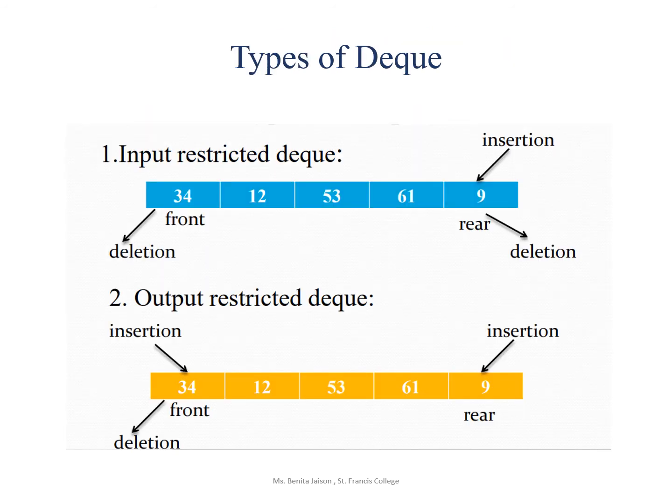As can be seen in the example, in input restricted deck, deletion can be performed at both the front and the rear end, but insertion can be performed only at the rear end. While in output restricted deck, insertion can be performed both at the front and the rear end, while deletion can be performed only at the front end.